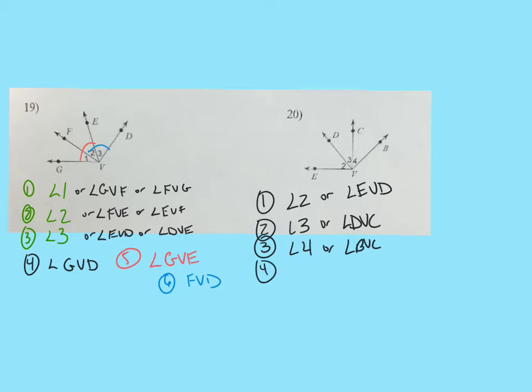The fourth angle we're going to talk about is the biggest one, EVB. So angle EVB, you could write BVE. And then the fifth one is angles 2 and 3 together, so I'm going to say EVC or angle CVE. And then the sixth one is 3 and 4 together, so I'm going to say BVD or angle DVB. And that's it for 20.